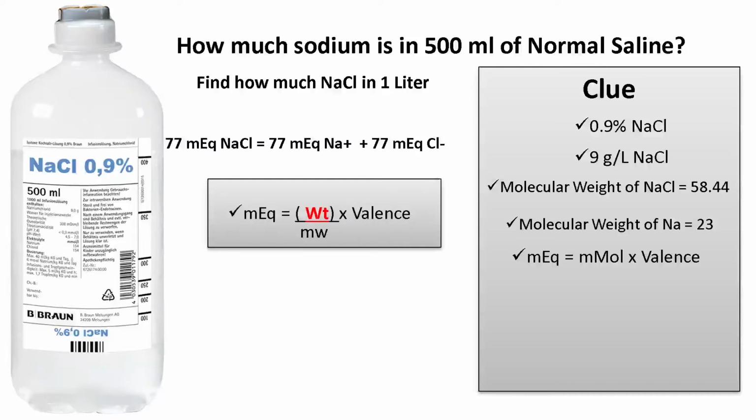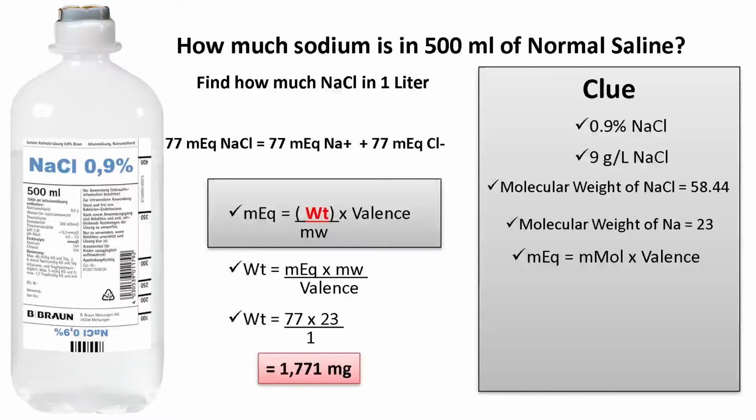Now we know the equation: milliequivalent is equal to weight by molecular weight multiplied by valence. Now we interchange the places to find the weight formula. So the weight is equal to milliequivalent multiplied by the molecular weight and divided by the valence. So weight is equal to 77 milliequivalent of sodium multiplied by the molecular weight of sodium, which is 23, and divided by the valence 1, and we get a value of 1771 milligrams of sodium is present in 500 ml of normal saline.